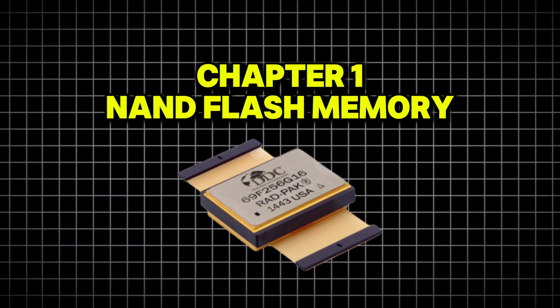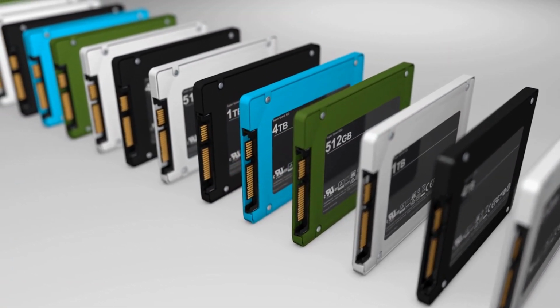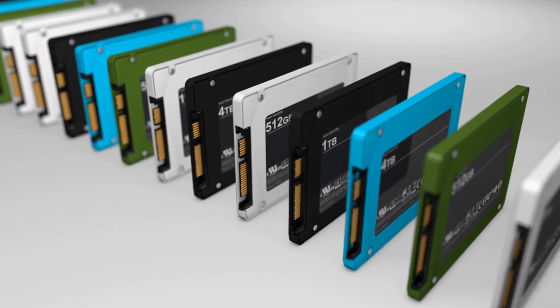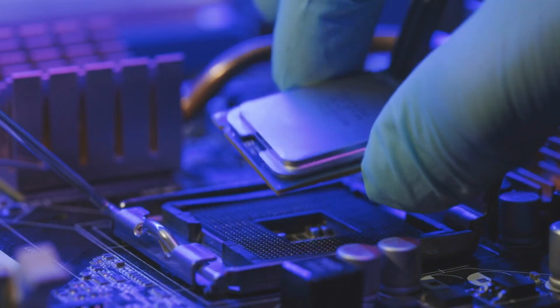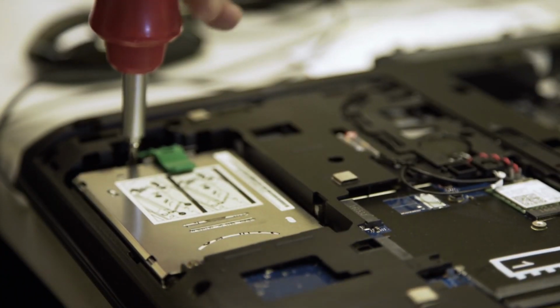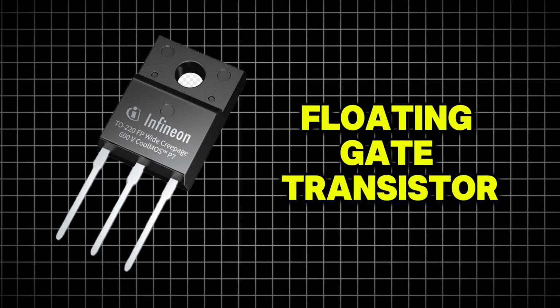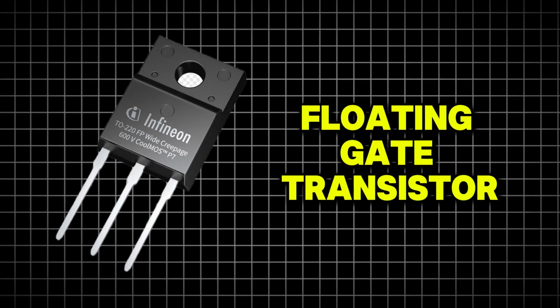NAND Flash Memory. At the very heart of every solid-state drive is a small but powerful technology called NAND flash memory. It's the foundational material that makes the magic of SSDs possible. Unlike traditional hard drives that use spinning platters and mechanical arms, SSDs rely on NAND flash to store data electronically. But what makes NAND truly special is that it's non-volatile, meaning it can retain information even after the power is turned off. The magic happens inside something known as a floating gate transistor.